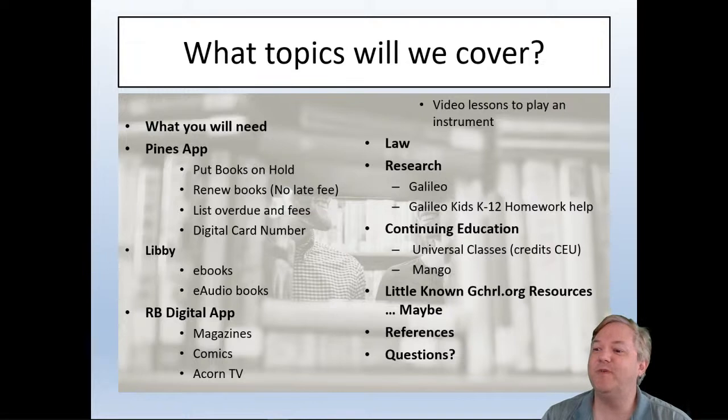One of the things also is that RB Digital will still have magazines and comics, and that's still how you can access subscriptions for Acorn TV. We'll talk about that. And then we'll talk about some other resources as well, some law resources, if you're doing any kind of research, how to access Galileo, Galileo homework for kids, and also some continuing education using Universal Classes, and what's available with that, Mango for learning a new language, and also the little known GCHRL.org resources, maybe little known, okay? And then I'll list some references too.